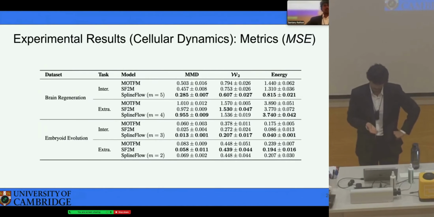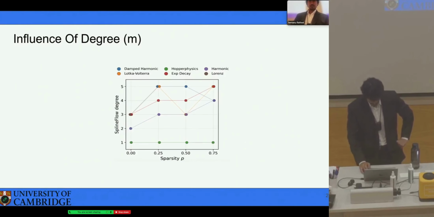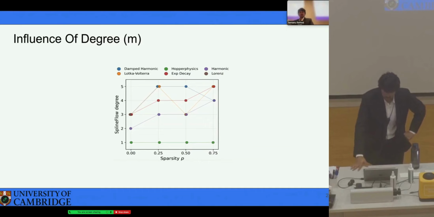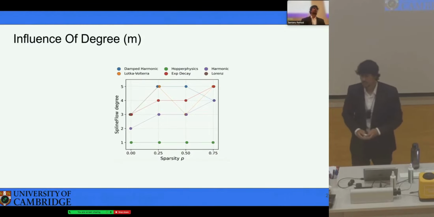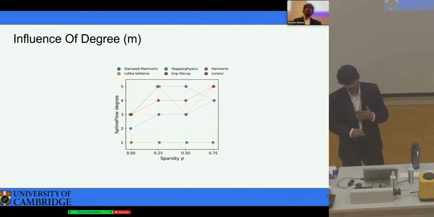For this case as well, we see that higher order spline polynomials are the better performing ones for both interpolation and extrapolation tasks. This graph shows the best spline flow degree versus the sparsity. You observe that, especially for nonlinear dynamical systems, as you have sparser and irregularly sparser data, the higher order with which you devise the underlying spline paths does help.